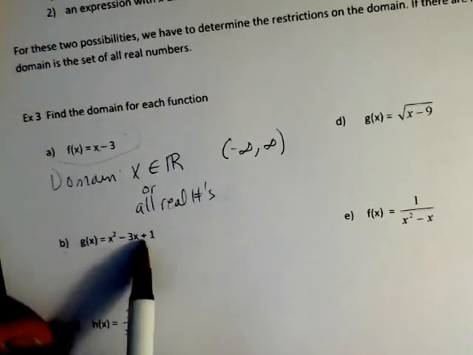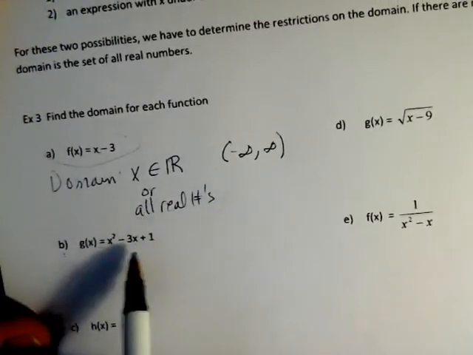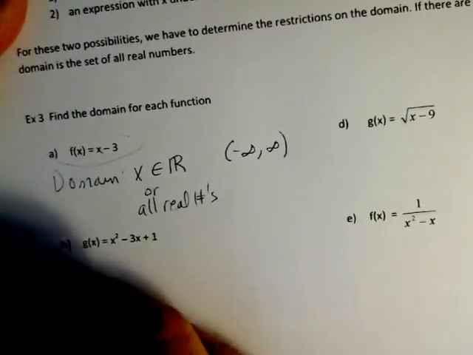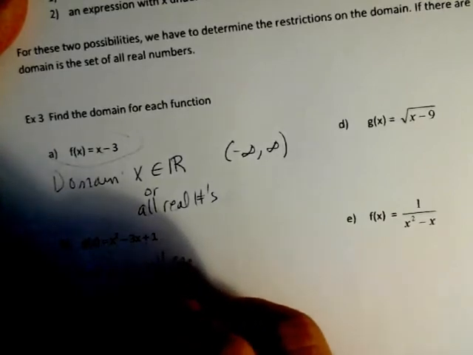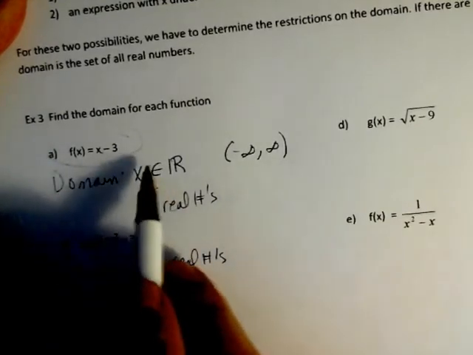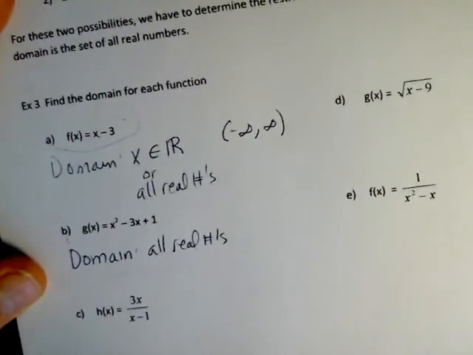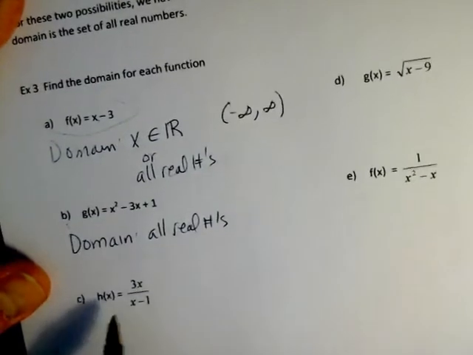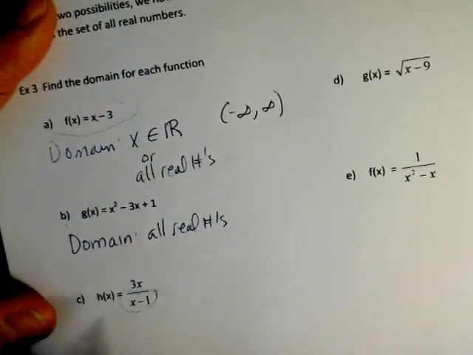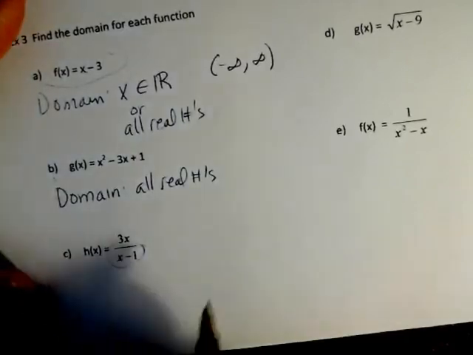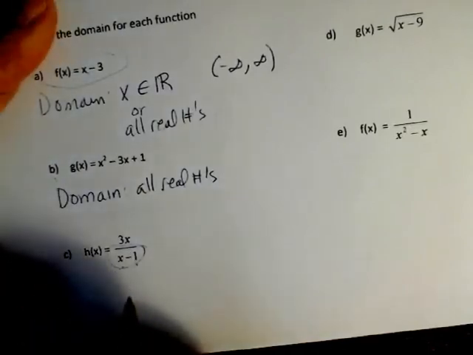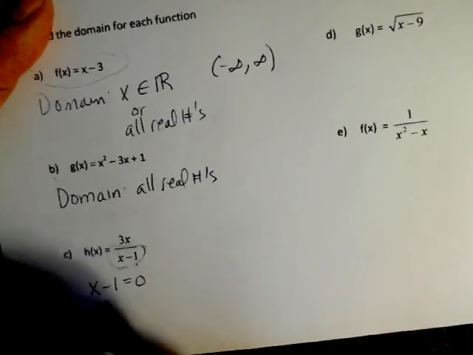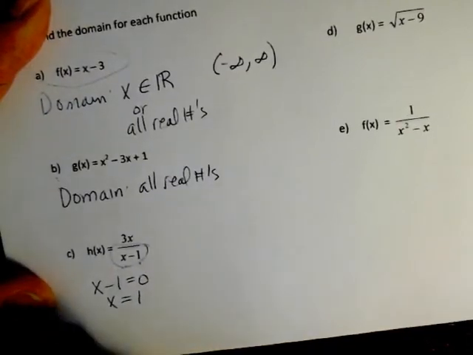Part B, same situation. I do not have a fraction. I do not have an even root. So therefore, my domain is all real numbers, or however else you want to write that. In part C, we got a problem. We've got a fraction. We've got x in the denominator of a fraction, and the value that would give us a 0 is 1. Because x minus 1 equals 0, if I solve for that, I get x is 1.